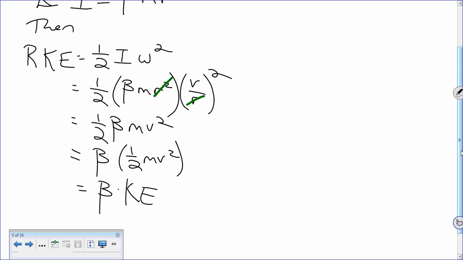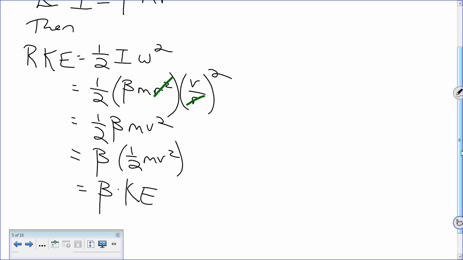All right, does that make sense, you guys? So if something is rolling, once you've got the kinetic energy, then finding the rotational kinetic energy is easy, right? You just multiply by whatever that fraction is in the I equation. Cool? Are there questions about this beta? Are there questions about any of this mess?